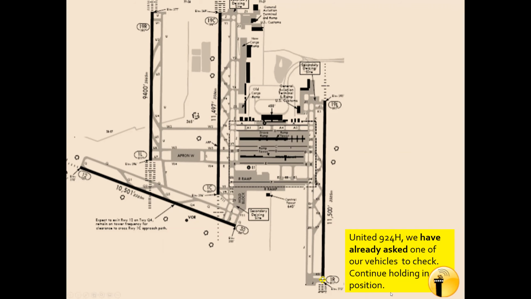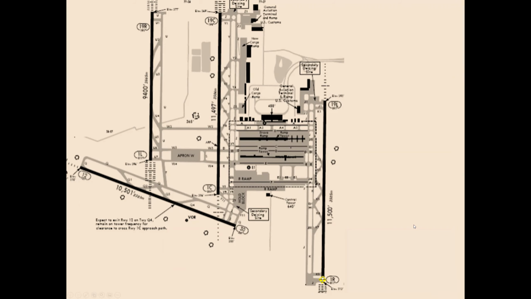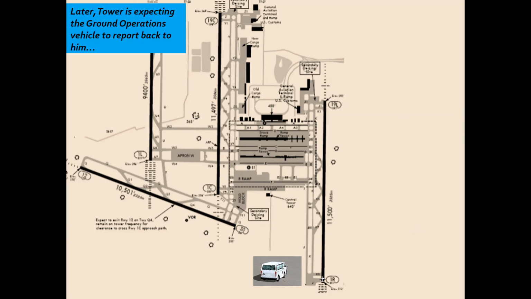Tower says, United 924 Heavy, we have already asked one of our vehicles to check, continue holding in position. Vehicles, yeah. We'll continue holding, and thanks, United 924 Heavy. And really, he would be saying waiting. They always prefer that on the ground, no confusion about who's in the air.